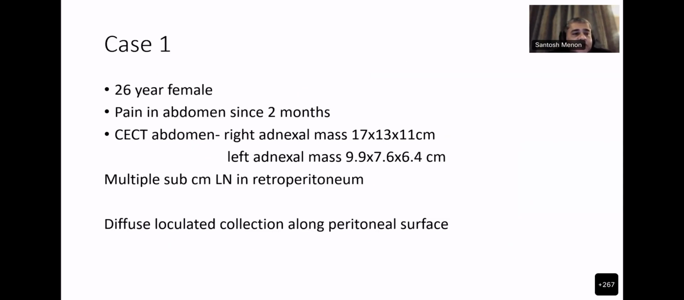So case 1, we have a 26-year-old female. All 3 cases are young patients, and they are the problematic ones. Jaya will agree with me, these are patients who are unmarried, or they are married and don't have kids, they're infertile, and the clinical questions and clinical decisions become very important in these patients.